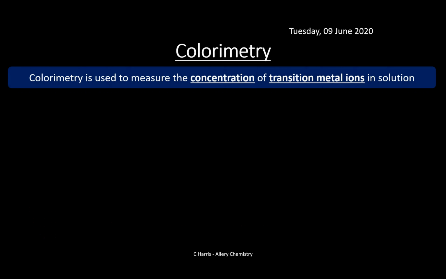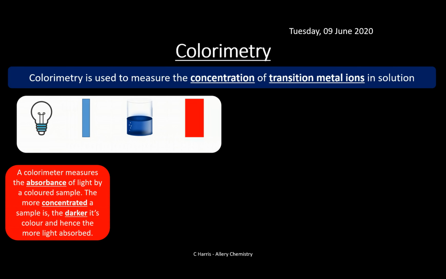Okay, so colorimetry is used to measure the concentration of transition metal ions in solution. So it's got this setup here. A colorimeter measures the absorbance of light by a colored sample, and the more concentrated a sample is, the darker its color, and hence the more light is absorbed. So you can see here we've got this setup. We're going to use this diagram in a moment to show you what happens.